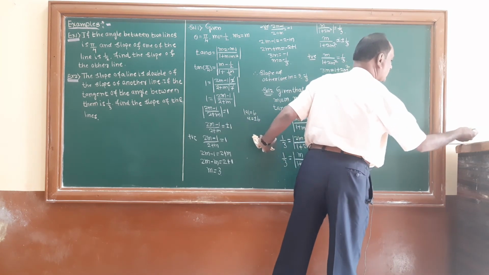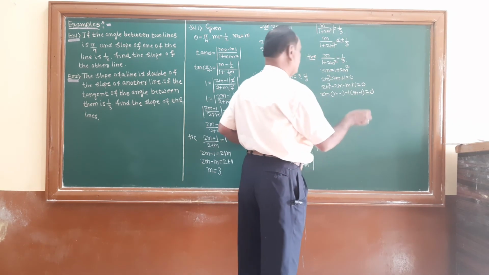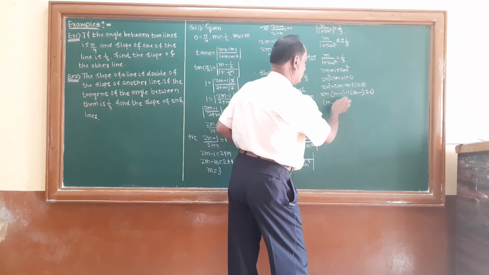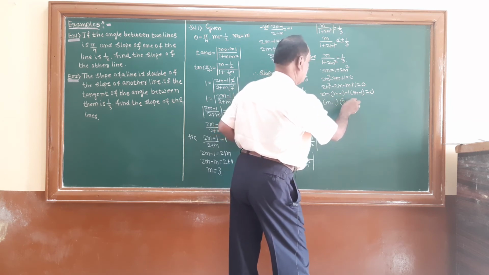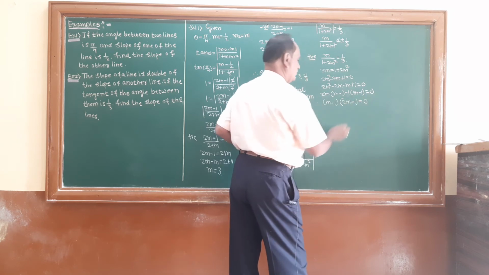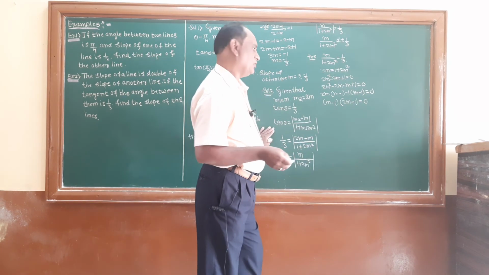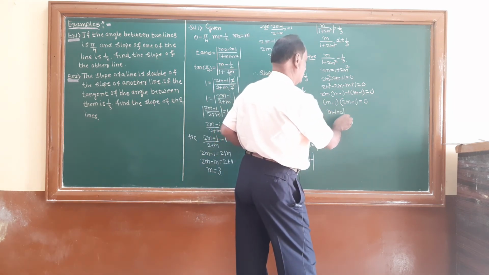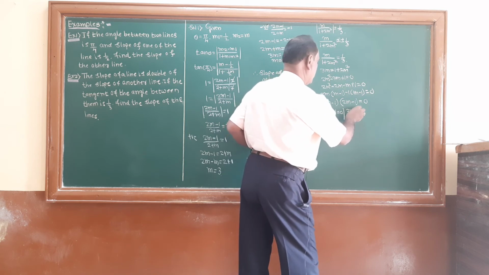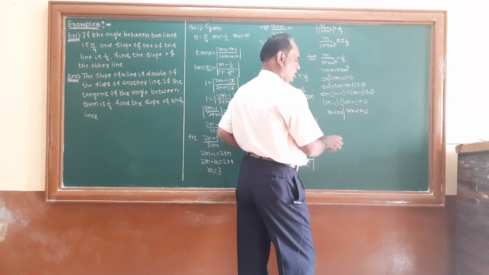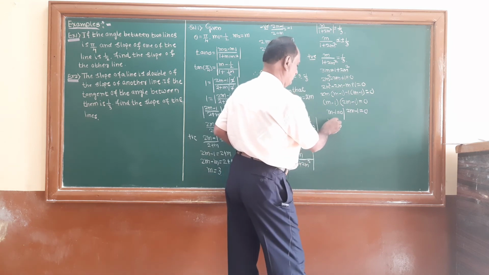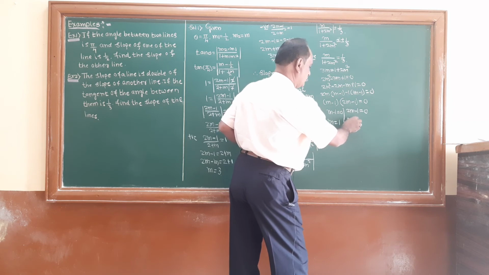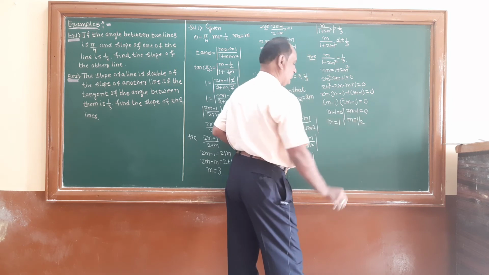So rearrange the equation and simplify. The common factor is m minus 1, and the remaining term is 2m minus 1, is equal to 0. Equate each factor to 0: the first factor m minus 1 is equal to 0, the second one 2m minus 1 is equal to 0. Therefore m is equal to 1, or m is equal to 1/2.